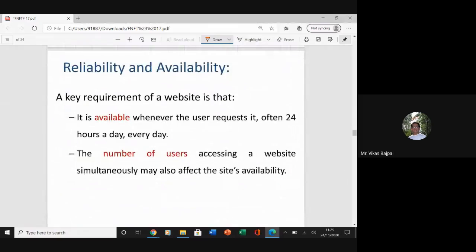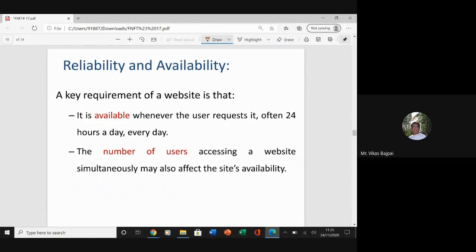Okay, now the next is the reliability and availability factor. Once again, this is also something which is your non-functional requirements or non-functional attributes, NFRs or NFAs. Right, reliability and availability, obviously a non-functional attribute.